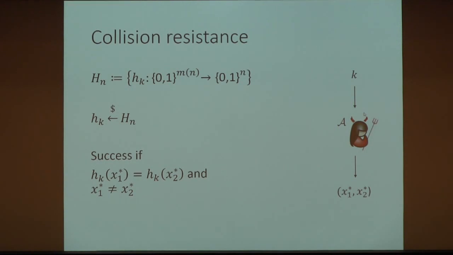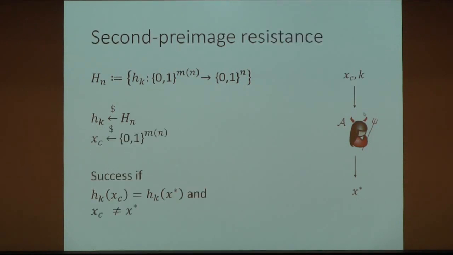The next one is collision resistance. So you're given a random function from the family, and the attacker then is asked to find two inputs which collide under this family without being equal. So I think that's stuff most of you will already know.